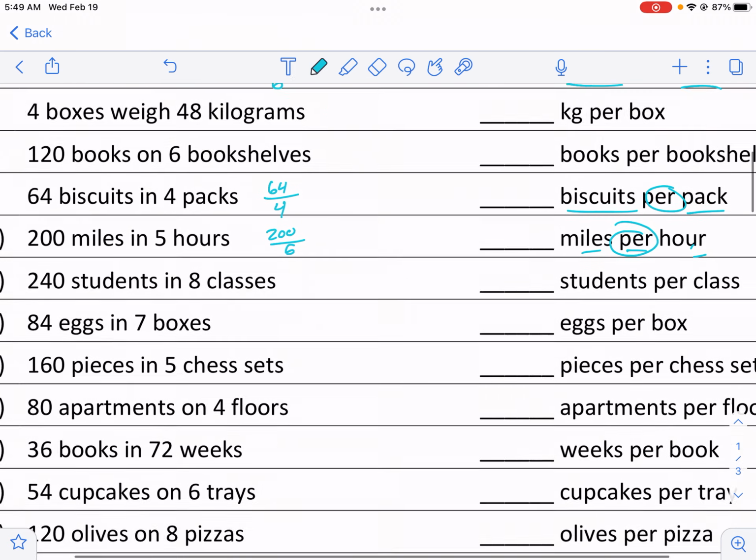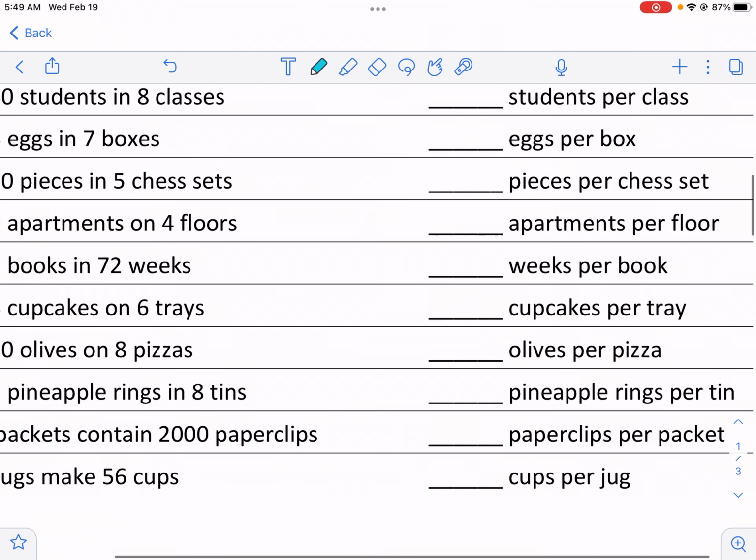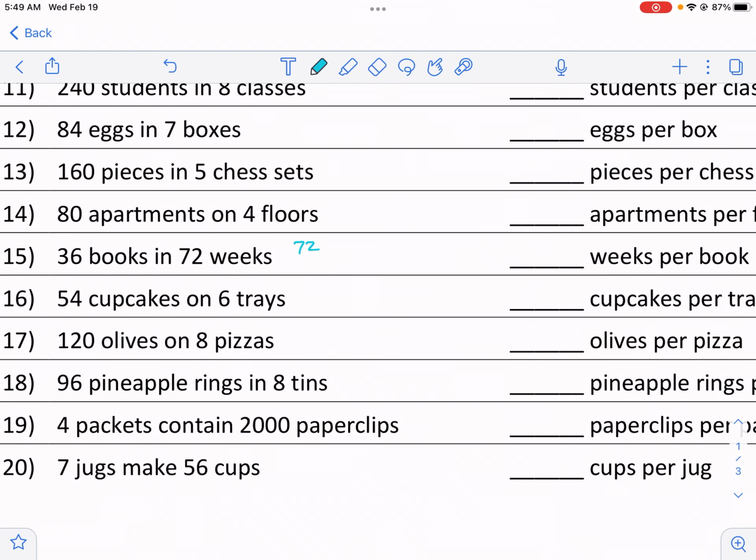Okay, maybe we'll finish with one more. Let's see, weeks per book. So we're going to do weeks, 72, divided by, that's per is divided by, books, 36. We divide the top and bottom by 36, and we get 2 over 1, so 2 weeks per book.